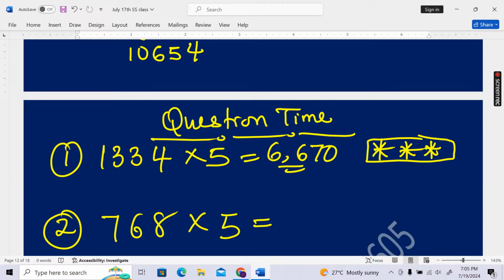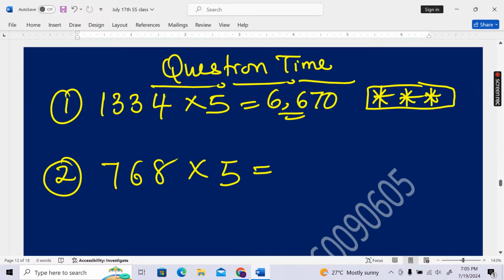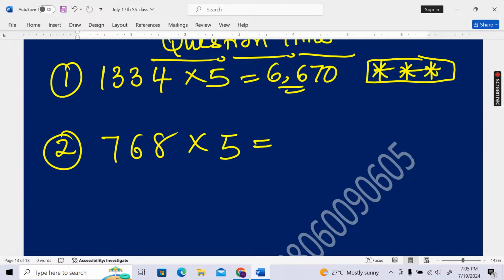Okay, so let's do this together. 768 divided by 2. When you divide 7 by 2, you have 3, remainder 1. Divide 16 by 2, you have 8. Divide 8 by 2, you have 4. Then write 0 beside it. So 768 times 5 is equal to 3,840. Now let's look at the next one.